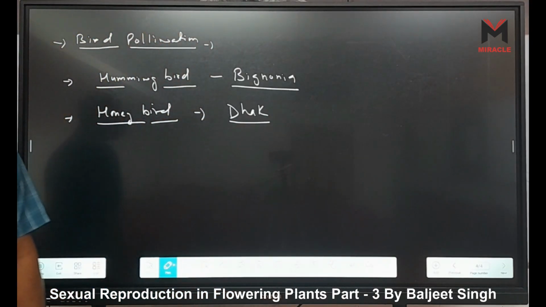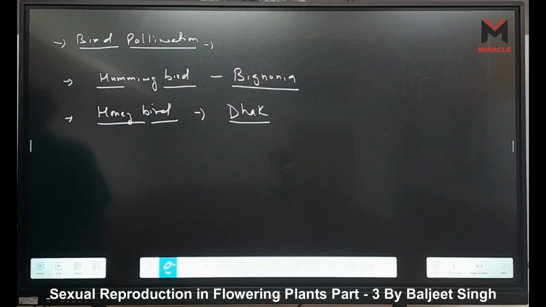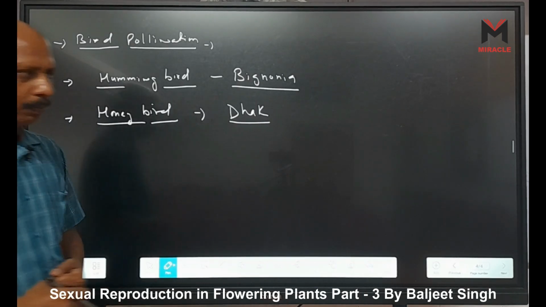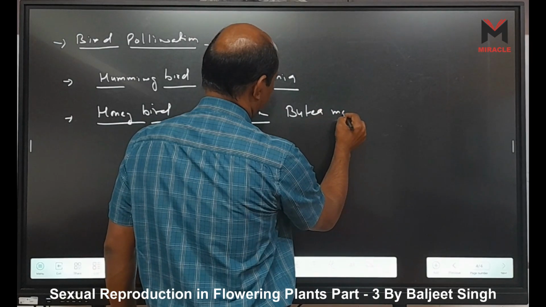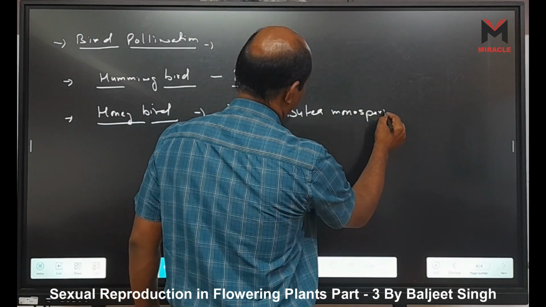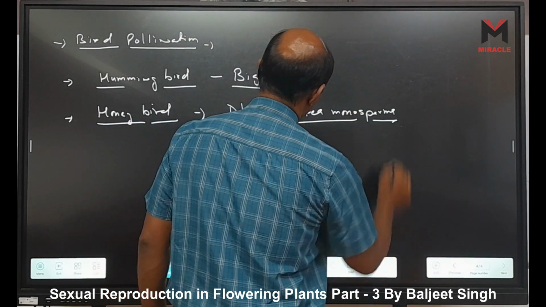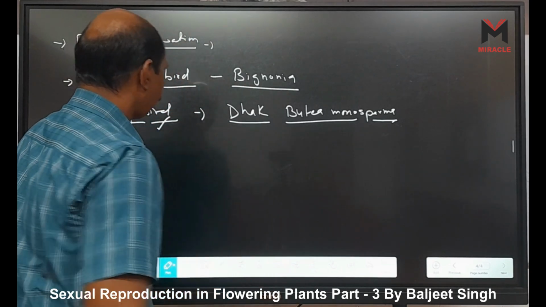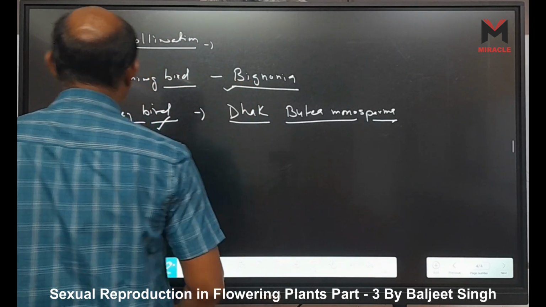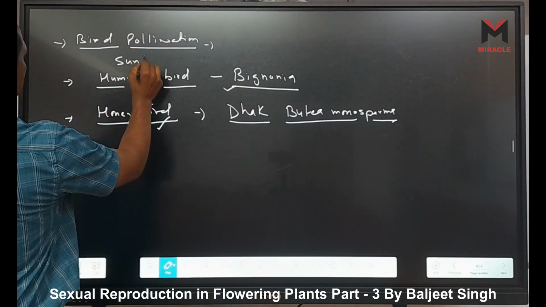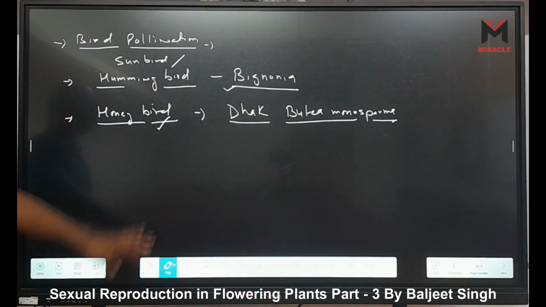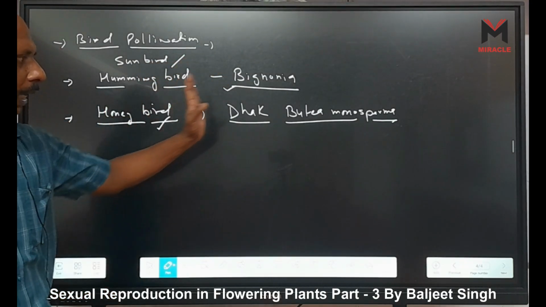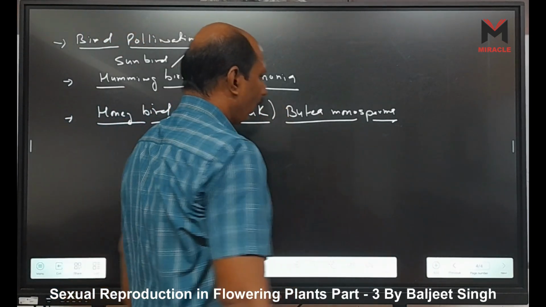This is a common name, not a scientific name, the common name of dhak, right? The scientific name is Butea monosperma. Butea monosperma, right? This honeybird is responsible for this. Bignonia means hummingbird or sunbird, we can say also. Sunbird or hummingbird, as for example in Bignonia, honeybird, as for example in Butea monosperma.